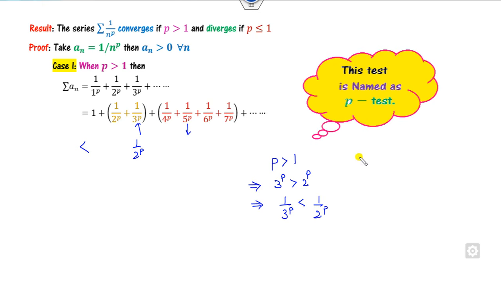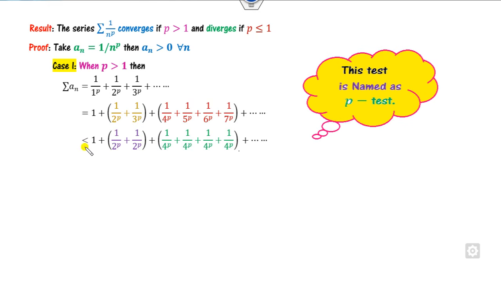Similarly, 5^p is greater than 4^p, 6^p is greater than 4^p, and so on. So I can write these numbers as less than this, and so on. What is this term? That is 2 upon 2 raised to power p, which I can write as 1 over 2 raised to power p minus 1. And this is 4 over 4 raised to power p, so I can write this as 1 over 4^(p minus 1), and so on. So I can write it this way. Do you know which series this is?